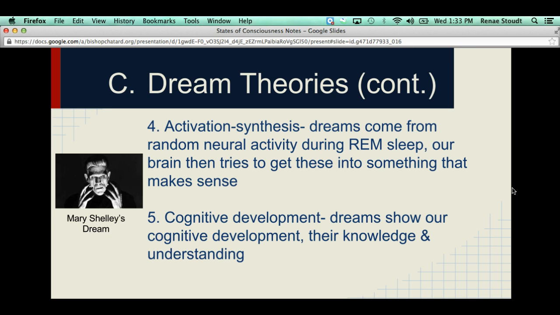Cognitive developmental, however, would say that Mary Shelley's dream is a way of processing that loss and that death, but it's different than what it would be if, for example, it was a child dreaming about somebody who died. It's a much more mature dream than if it was somebody who was younger. Okay. So those are the two dream theories that we did not hit in the last video. So hopefully that will make sense.